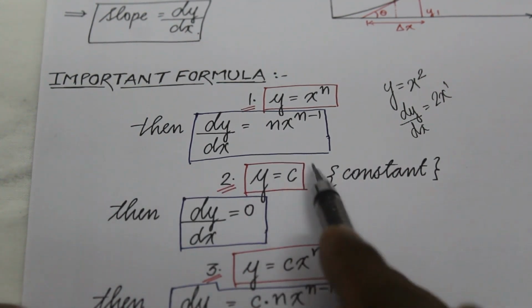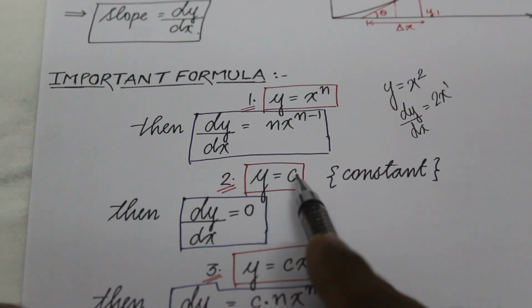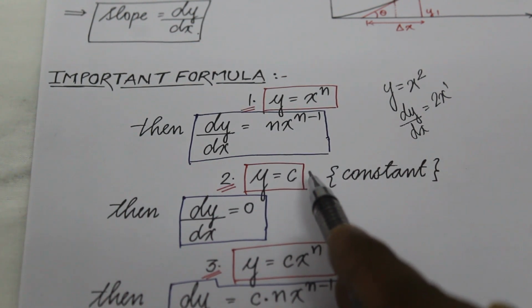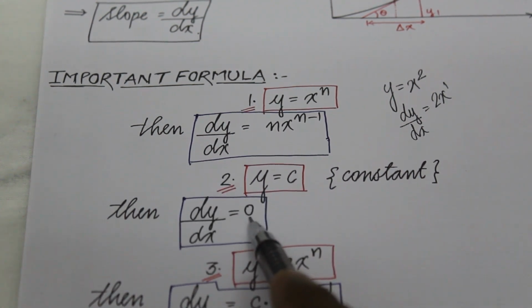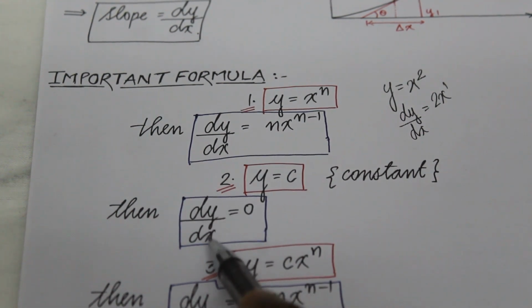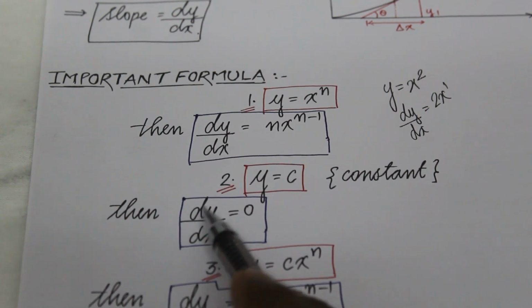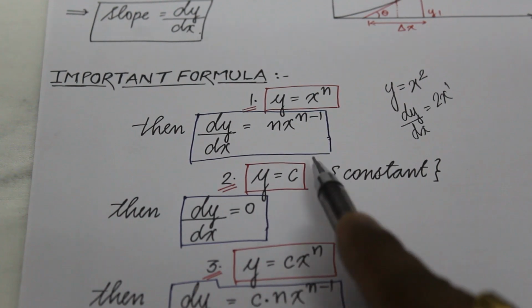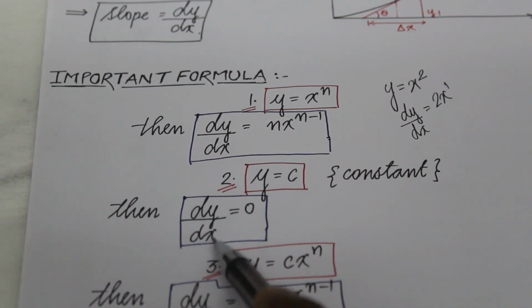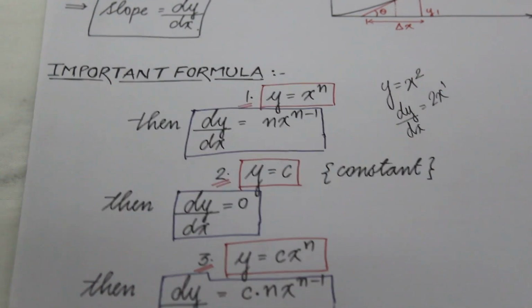As there is no x, y is constant, so there will be no change in y. For example, y is equal to 5. So it will always remain y is equal to 5. It won't change. So change in y with respect to change in x will be 0, because y is independent of x. It is not dependent on x. So you can't find out change in y with respect to change in x because there is no x in the equation. Hence dy by dx will be equal to 0.